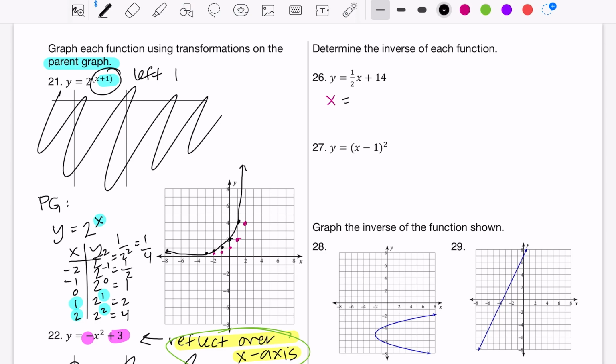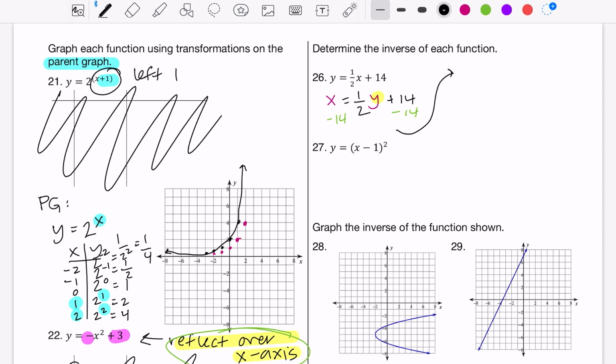So we have this equation, and all we're going to do is first switch x and y. So you can see that in pink. The next step is to solve for this y, and we just have to do reverse math to do that. So what I'm going to do is subtract 14 from both sides.